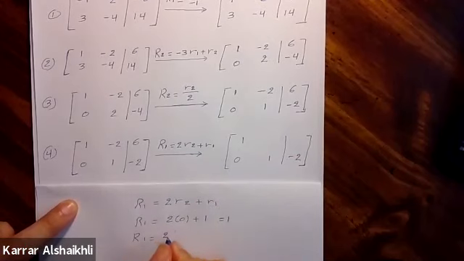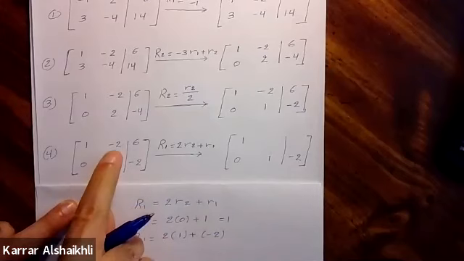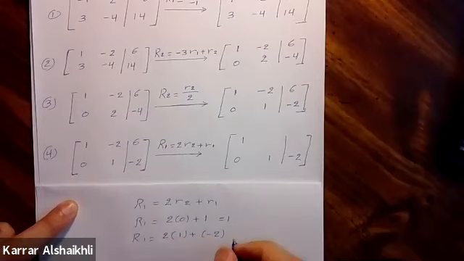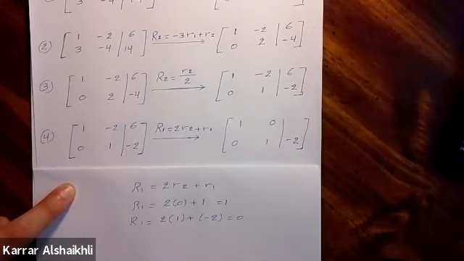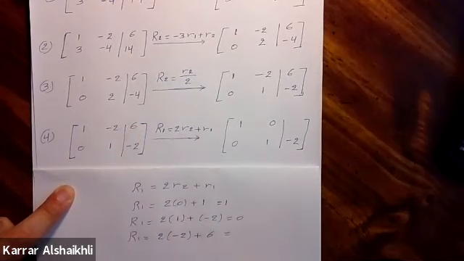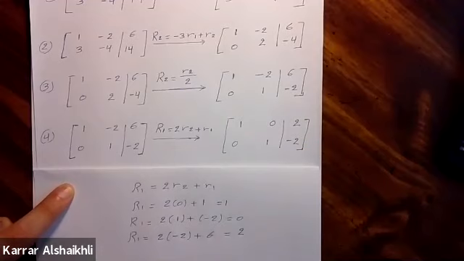R1, now 2 times 1 plus -2. 2 times 1 is 2, plus -2 is 0. That means the second number is 0. One more step: R1 is going to be 2 times -2 plus this number here, 6. 2 times -2 is -4, plus 6 is 2. Here is going to be 2.